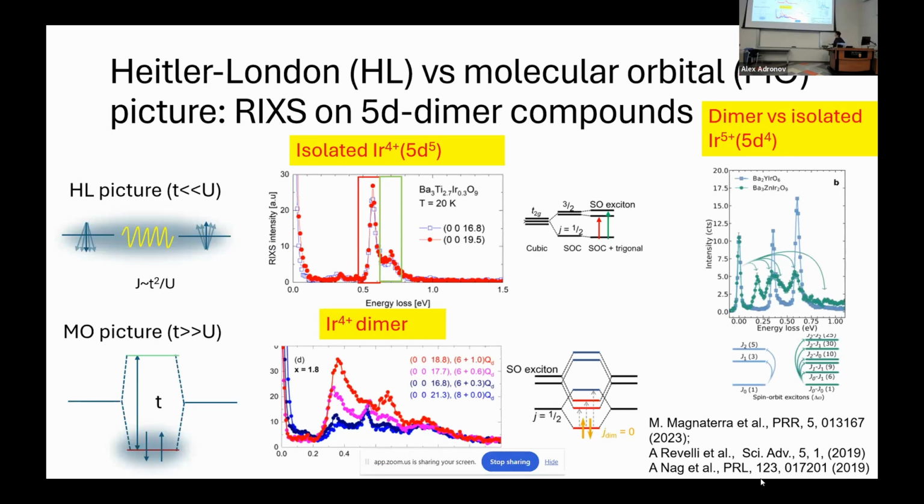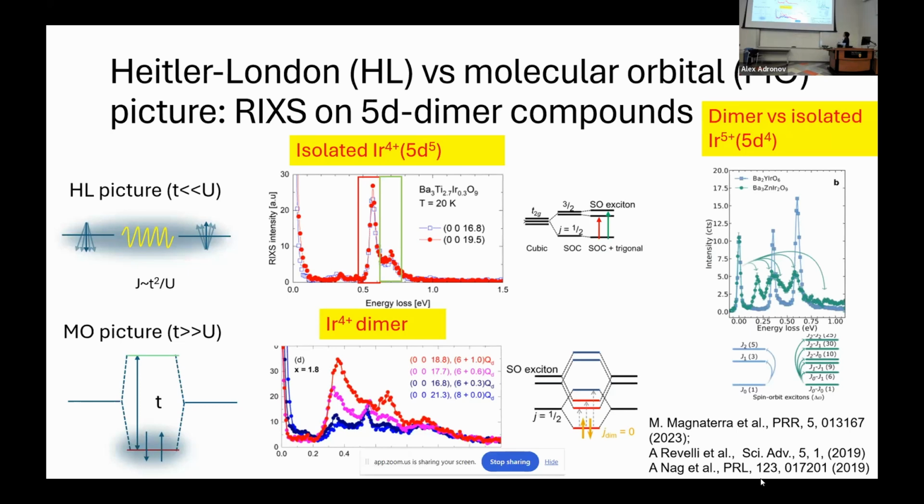Whereas in the molecular orbital picture, when t overwhelms U, the orbitals hybridize to form molecular orbitals, and you have to fill in these molecular orbital levels as if you were doing the same for an atom. So the question is, how do we tell them apart? Here, it's a non-magnetic singlet. Here, once you include the exchange interaction, it's also a non-magnetic singlet. So from bulk susceptibility, if this J is large, you can't really tell. RIXS has been quite useful in distinguishing between these two limits, at least in the case of 5d dimer systems.